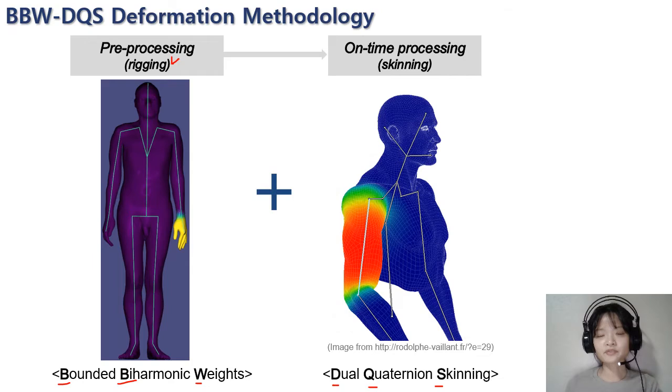These terminologies, like rigging, skinning, BBW, DQS, may be unfamiliar to some of you, but these are actually pretty popular concepts in 3D animation. In the next few slides, I will give you very brief technical explanations about these. So first, let's start with the rigging process.